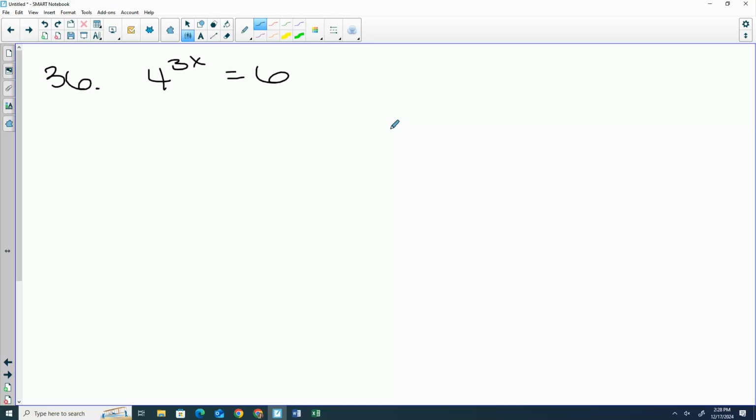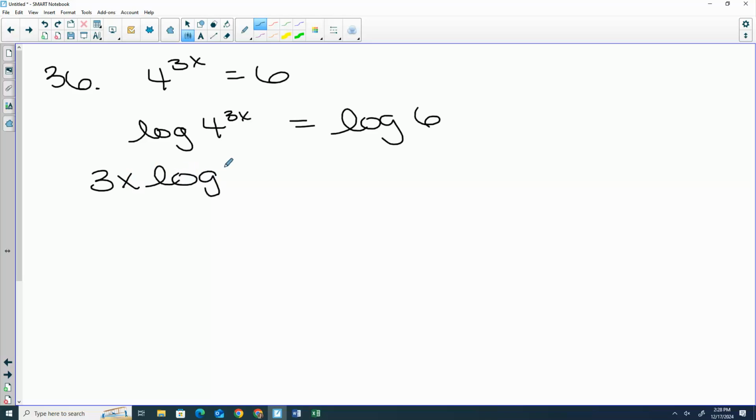Can we get a common base? No. So if common base isn't an option, what do we do? So you add a log on each side. And how does this help? Property of logs, exponents come down in front. So if I'm trying to solve for x, it's multiplied by the 3 and the log 4. So we're just going to divide by both of those.